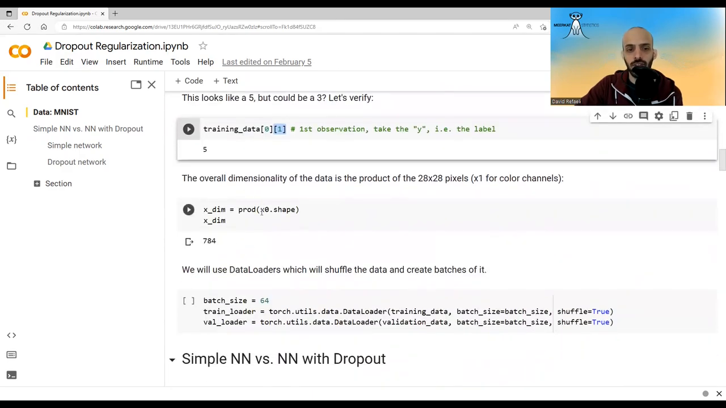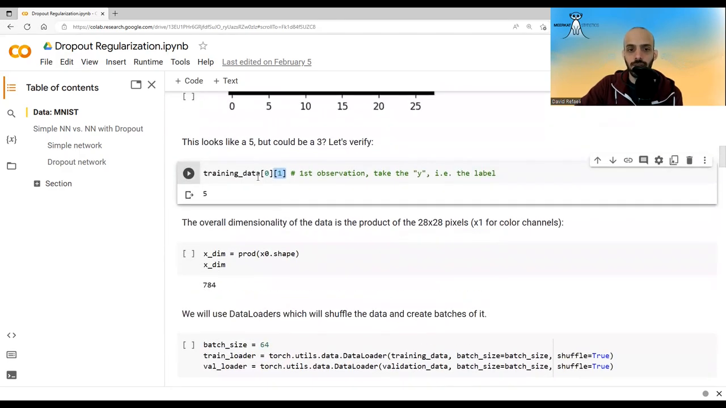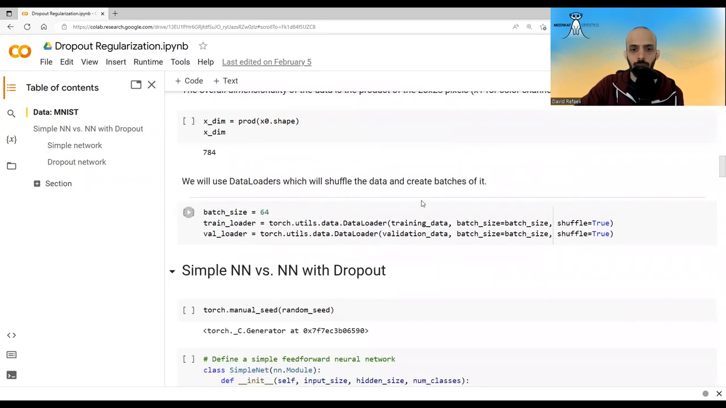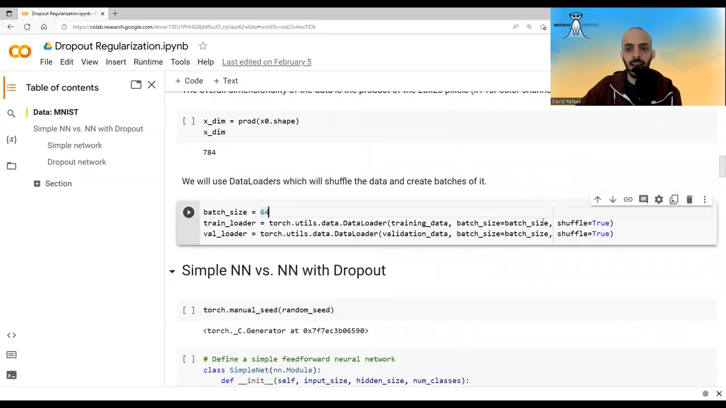The overall dimension of each observation is 784. It's 28 by 28 by 1 because there's only one color channel here. We will also use data loaders, which help us shuffle the data and batch it into small batches, in this case, a batch size of 64.